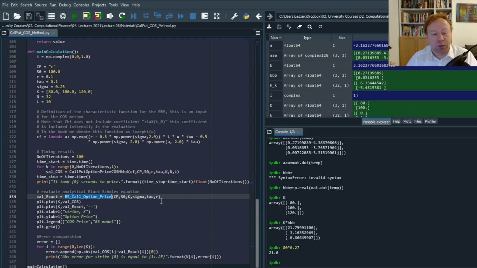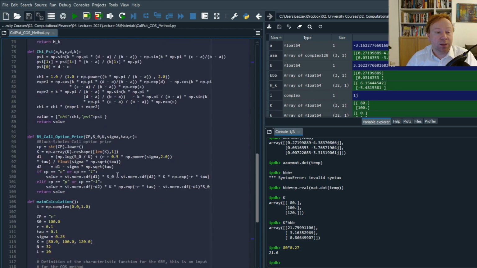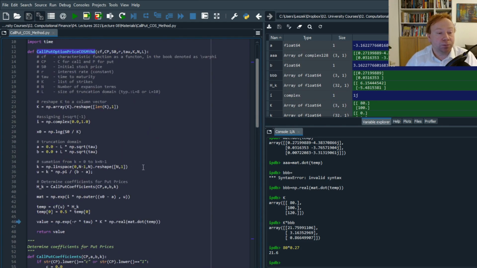And this is what we do in this part. We just call the Black-Scholes model and compare it to the result that we obtain from the COS method. So let's take a look at the COS method. Here we reshape the vector of strikes, just to make sure that we have a column vector.